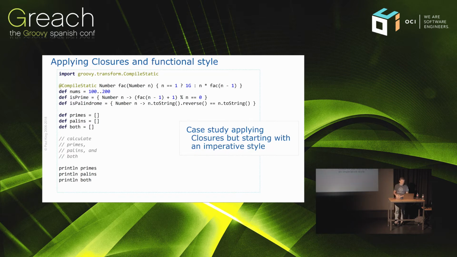Okay. Now what I want to do is, for all the numbers between 1 and 200, check if they're both a prime and a palindrome. So that seems fairly straightforward. How do we go and do that?